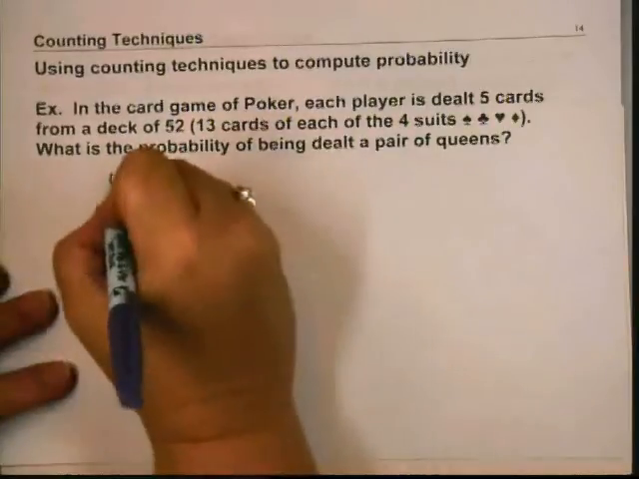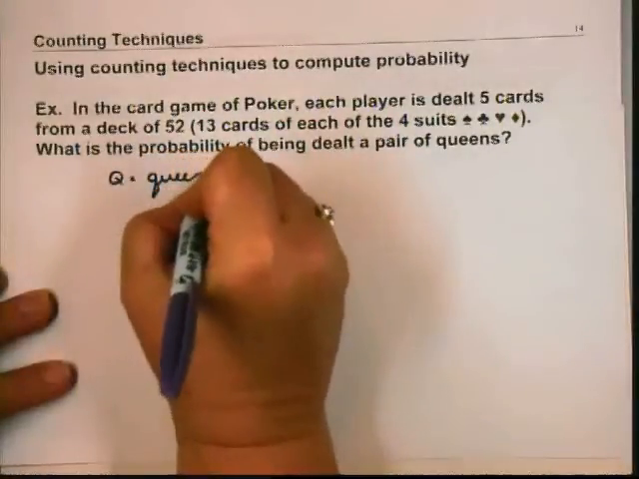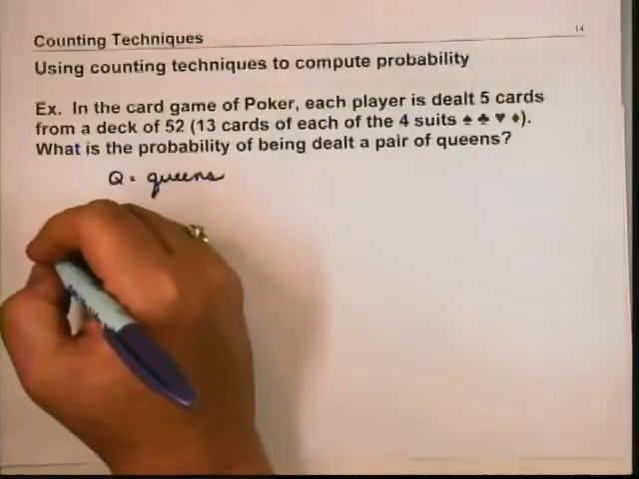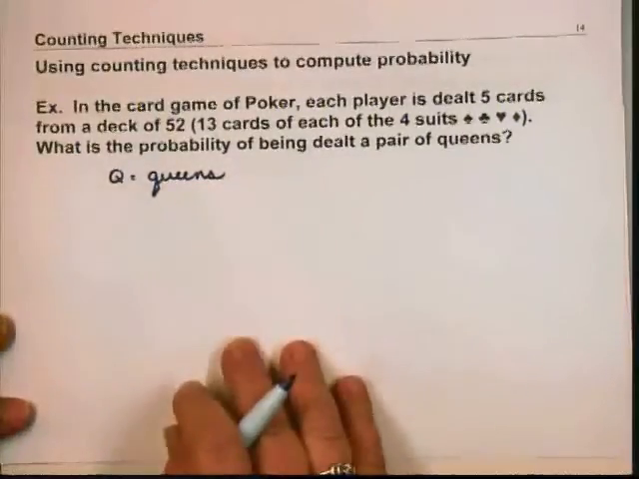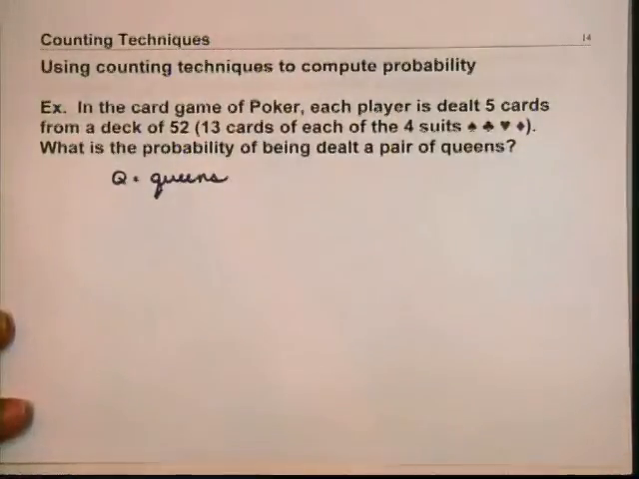So Q equals queens. And clearly I'm not doing Texas Hold'em. So I'm not wearing my sunglasses. How many ways could you be dealt 2 queens? There are 4 in the deck.